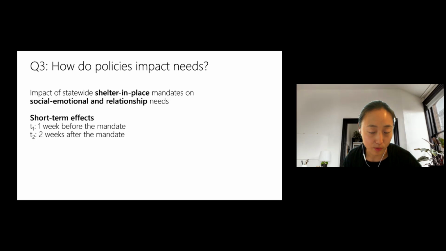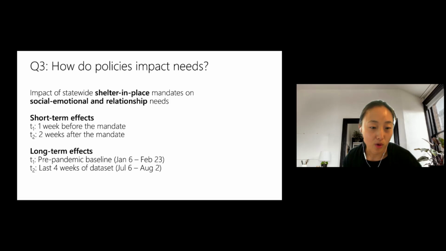For short-term effects, we compared the needs 1 week before and 2 weeks after each state's shelter-in-place mandate. For long-term effects, we compared the needs from the pre-pandemic baseline with the last 4 weeks of our data set, so around July.